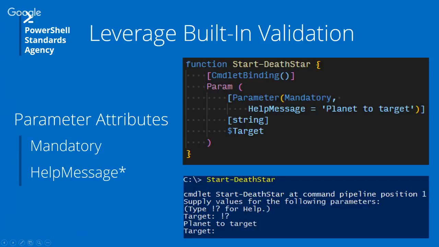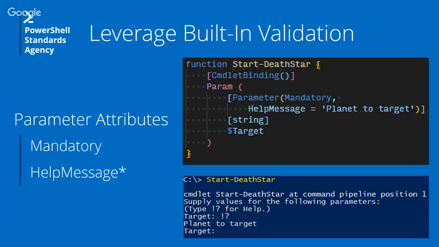So if you were using the code, say I done as you can see there and put Start-DeathStar, but I've not provided a parameter, PowerShell will actually ask me to provide a parameter for target and also give me the option to do exclamation and question mark for help. So if I do that, it then provides me with the help message of "planet to target". Again, if I don't provide the parameter value, it will just error out. So that's quite good. It gives the user a bit of information. They don't need to dig into the help that you've provided. They get that information straight away.